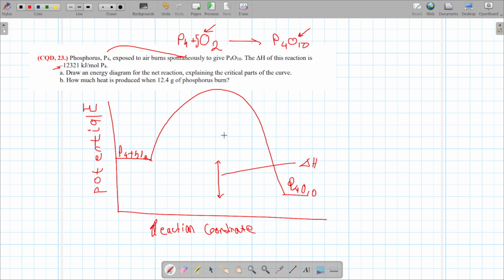Then let's label the activation energy. Explain the critical parts: the activation energy. So we can put this over here. We can say this is the activation energy of the forward reaction. You have to mention that it's the forward. Then from here to here, it wasn't mentioned, but I would prefer to say it: this is the activation energy of the backward reaction.